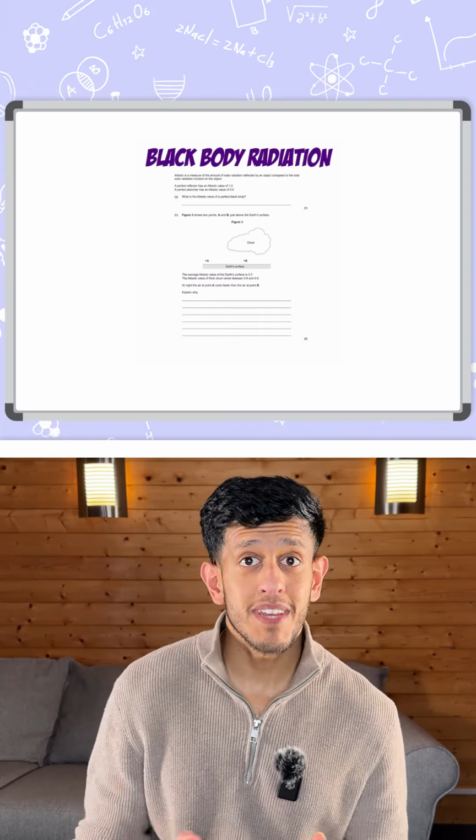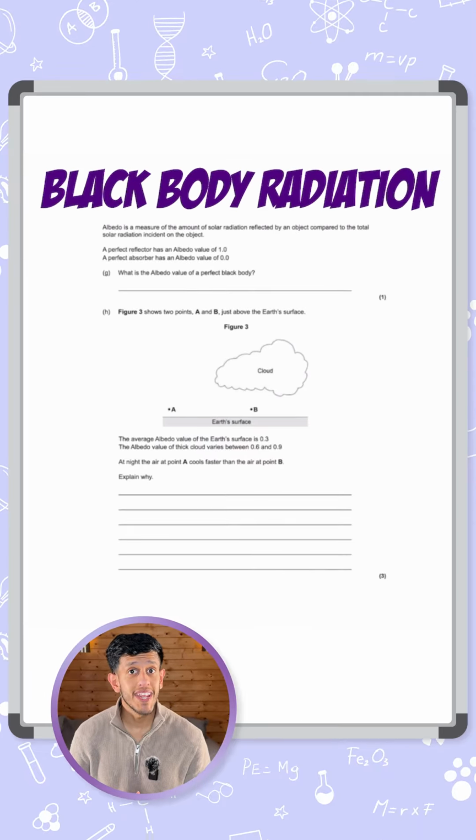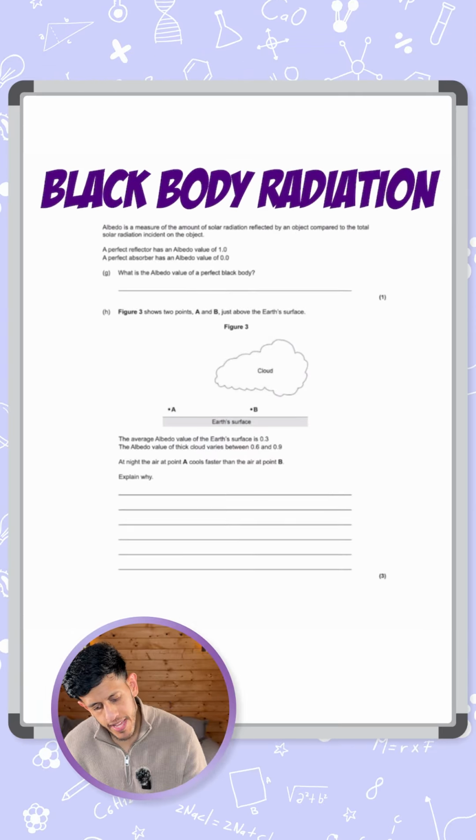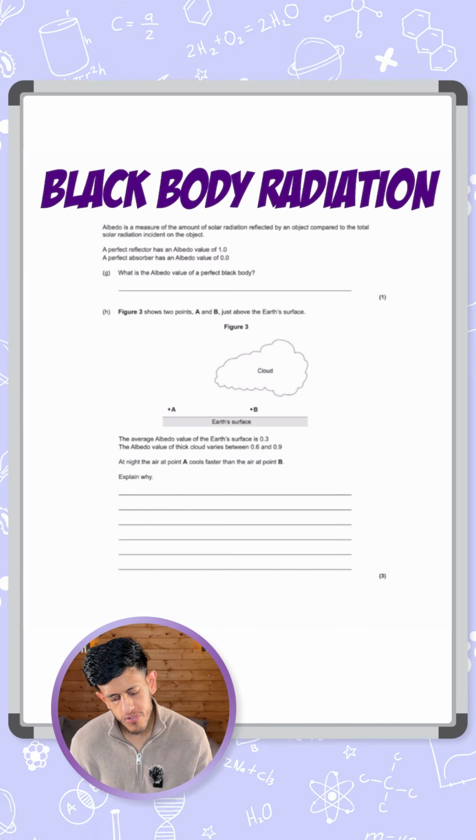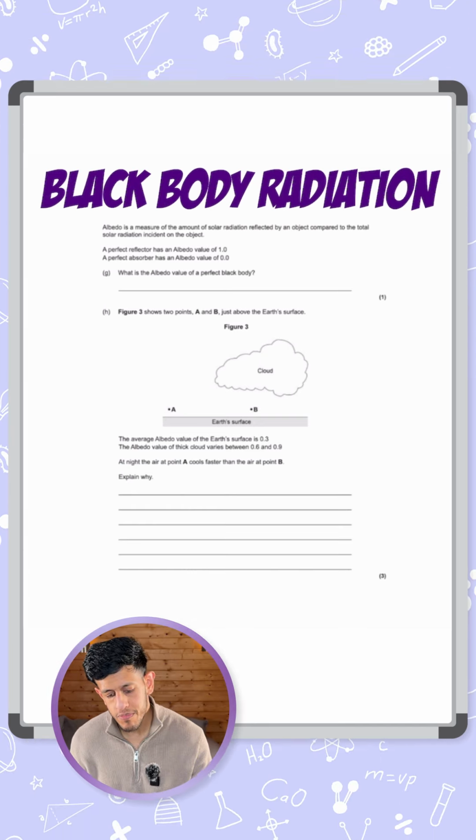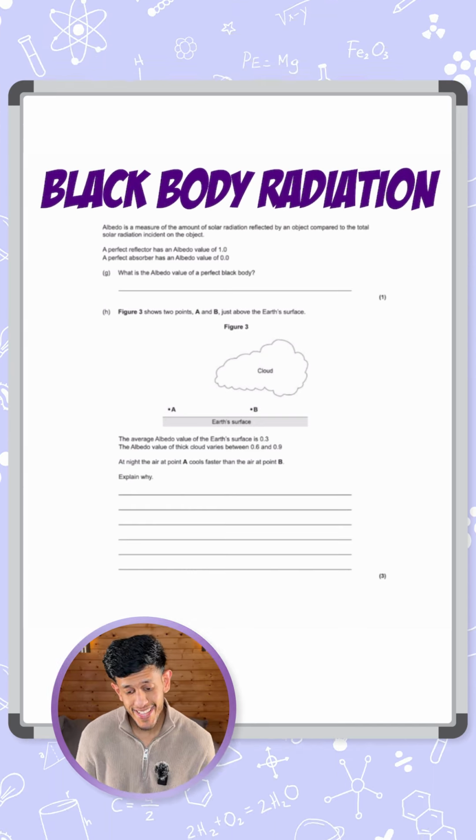So here's a topic that sometimes comes up in your physics exam, black body radiation. So let's take a look at a question on it. It says, albedo is a measure of the amount of solar radiation reflected by an object compared to the total solar radiation incident on the object.